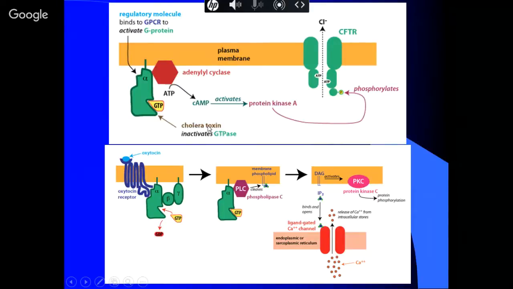So here's a good example. Here's cholera toxin. We're looking at the G protein interaction with adenylate cyclase. The beta gamma has already disappeared. The GTP is bound, so this thing has already been activated, right? And it's interacting with the adenylate cyclase, which makes cyclic AMP, which activates protein kinase A and phosphorylates a chloride channel, and out it goes. And now here, the cholera toxin inactivates GTPase.